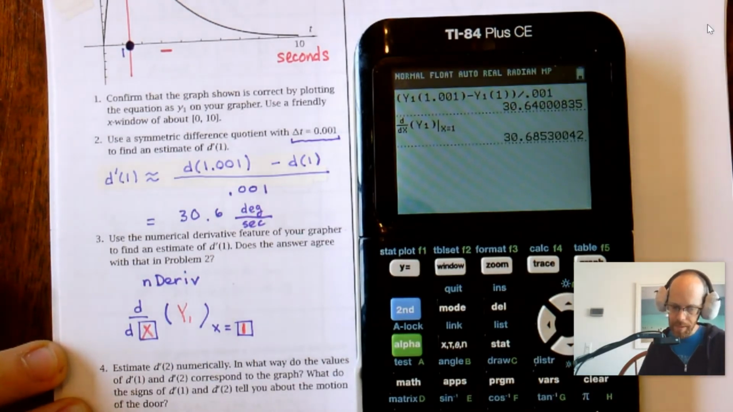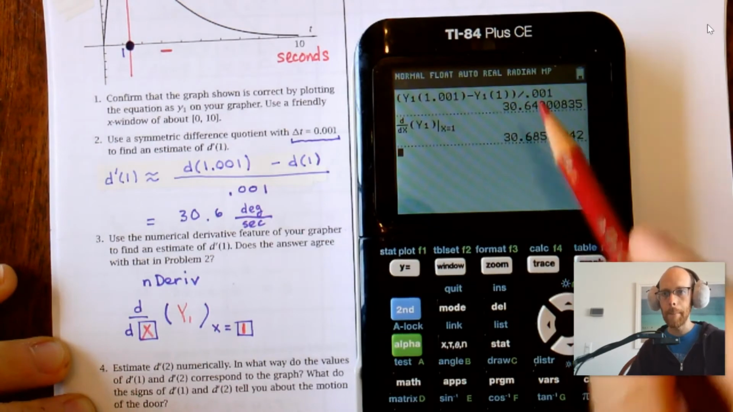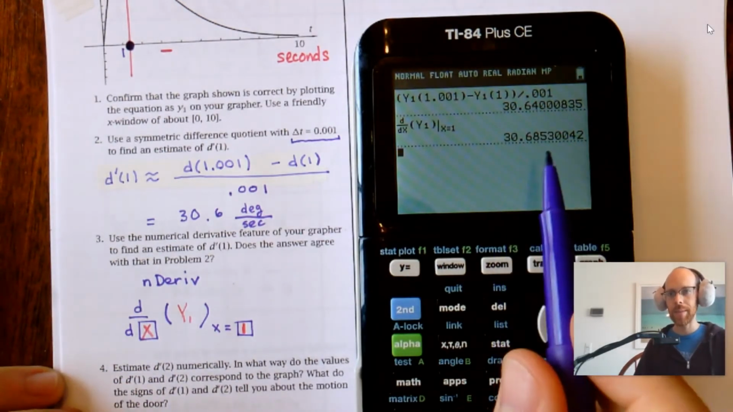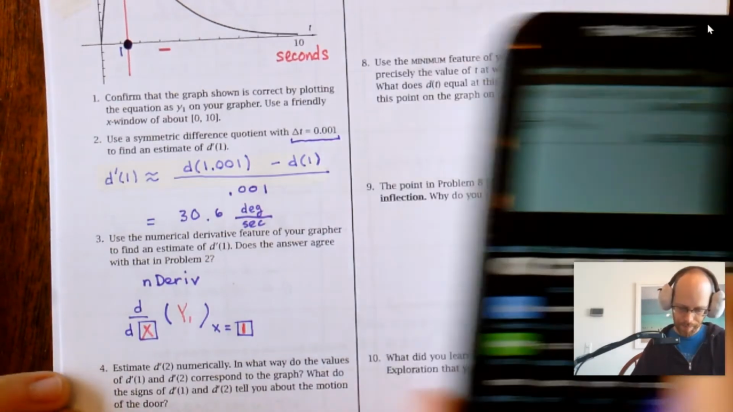When we do that, it's going to give us a number, and what do you know? Basically the same thing. And this is, in fact, more accurate than what we got right there.